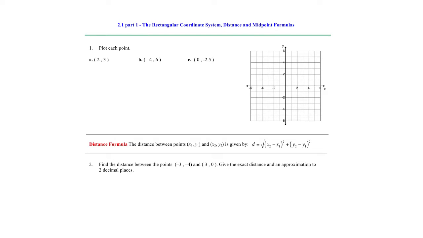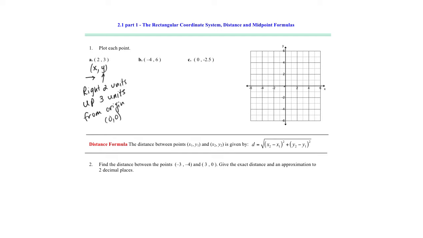We're going to look at the rectangular coordinate system. Just as a little review, if we have an ordered pair, the first number is the x, the second number is the y, and the x tells you to go left or right. Since this is a positive 2, we're going to go right 2 units, and then the y tells you to go up or down. If it's positive, we go up 3 units. And that's always from the origin when we're plotting points.